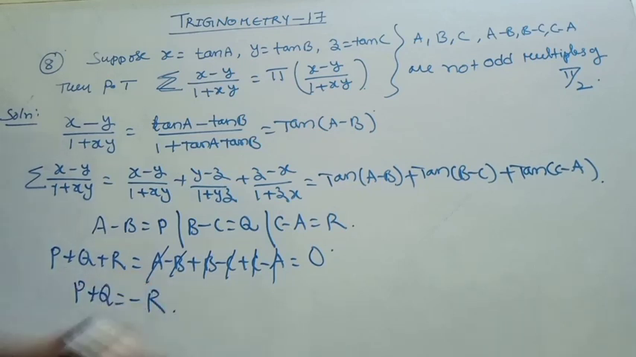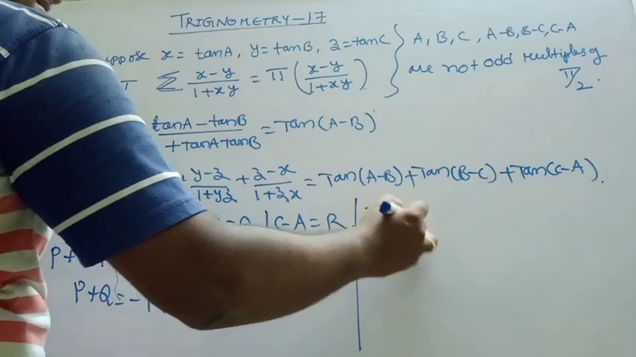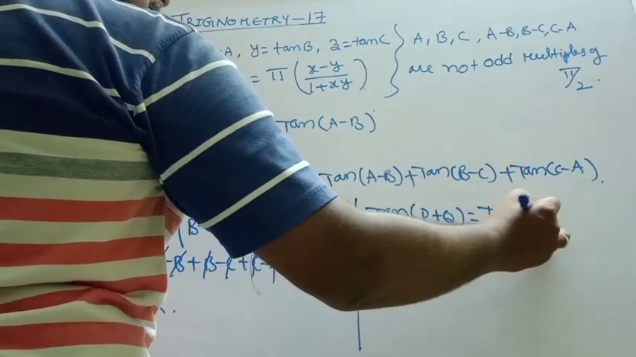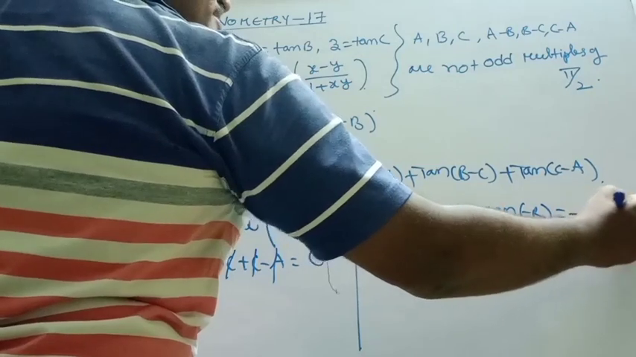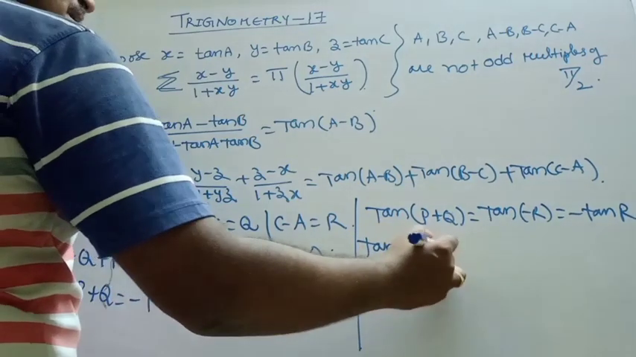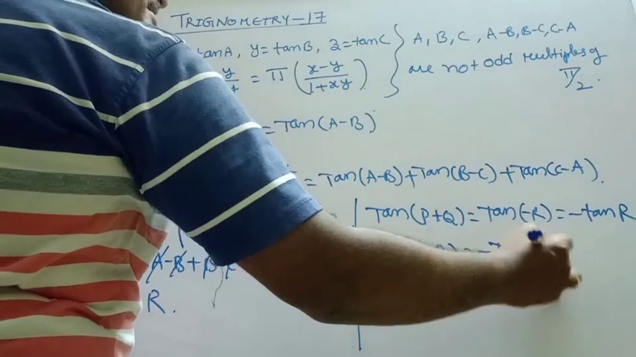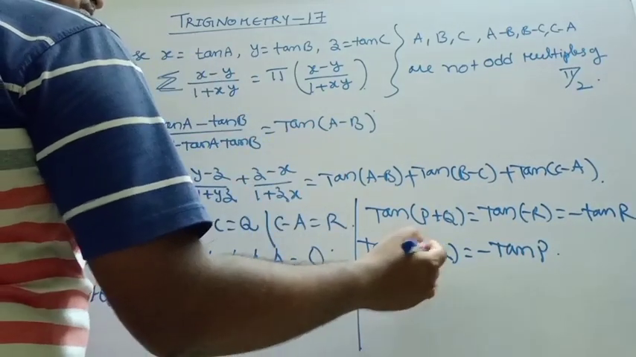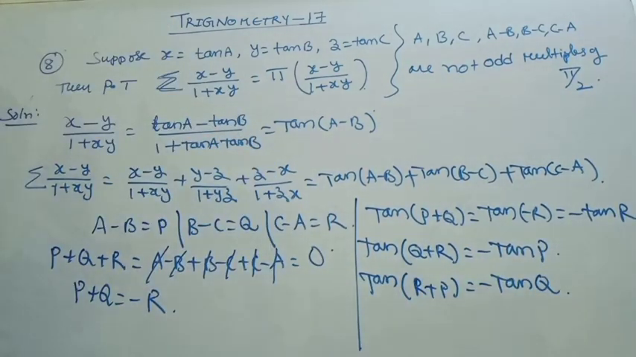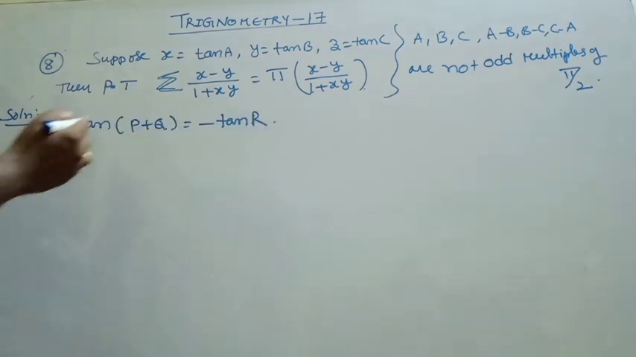P plus Q equal to minus R means if you apply tan on both sides, tan of P plus Q is equal to tan of minus R, which is minus tan R. In the same way, tan of Q plus R is equal to minus tan P, and tan of R plus P is equal to minus tan Q. Now we take any one of them, tan of P plus Q equal to minus tan R.